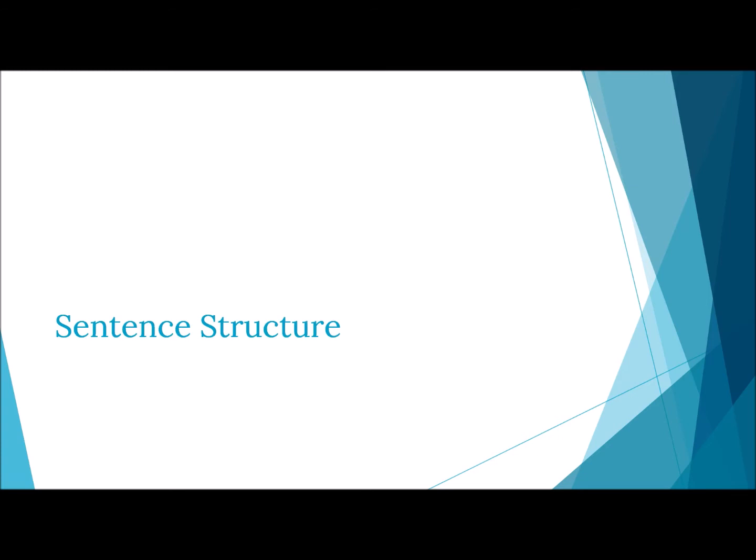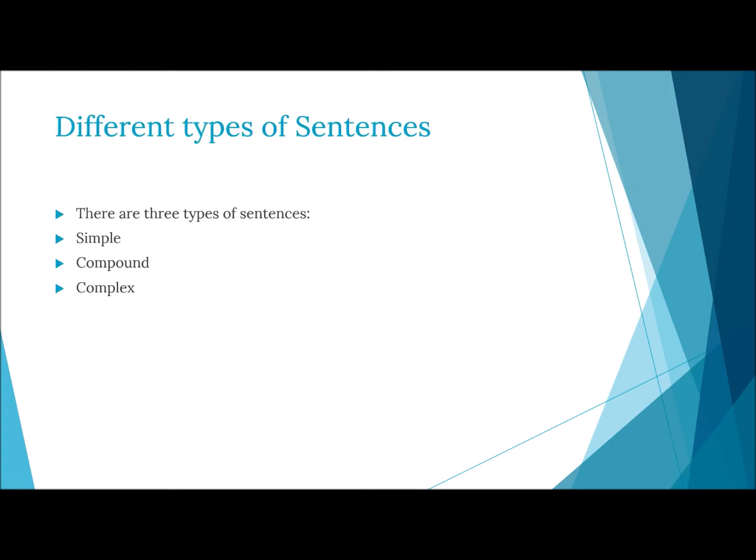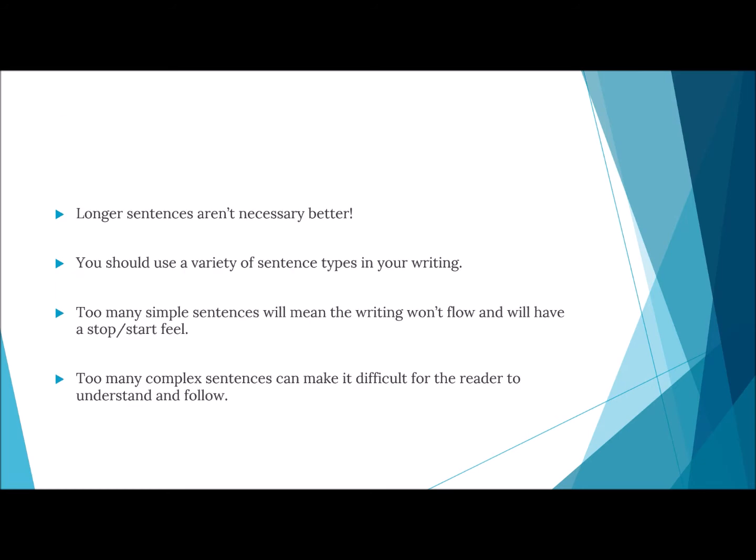I'd like to talk more about sentences now, sentence structure. There are 3 different types of sentences: simple, compound and complex. You can then actually combine those so you can have a complex compound and so on, but we won't worry too much about that today. Some things to tell you. A lot of people think the longer the sentence, the better. That isn't necessarily the case. Sometimes a long sentence just means that you've crammed too many ideas into one thing, and actually it doesn't work at all. I suggest you should try and use a variety of sentence types in your writing.